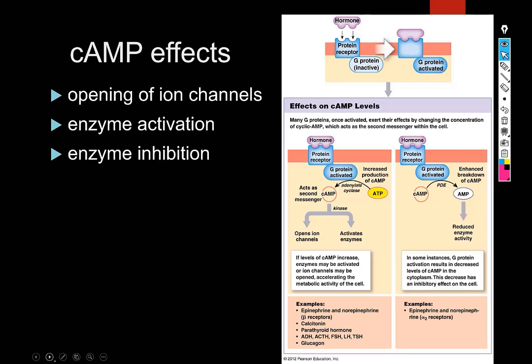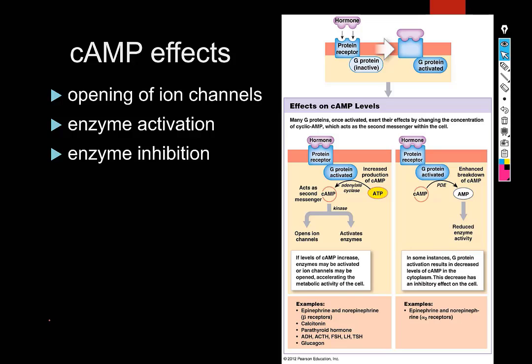Okay. Other cyclic AMP effects, it can inhibit as well. So in the other case, you can reduce enzyme activity. So for example, over here we have G protein activation converting cyclic AMP back into regular AMP. So that's going to reduce enzyme activity.